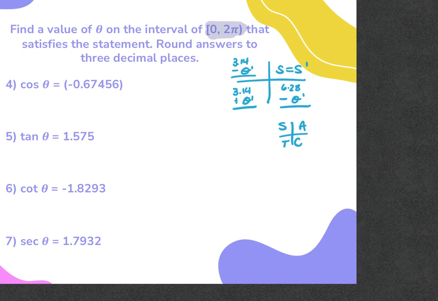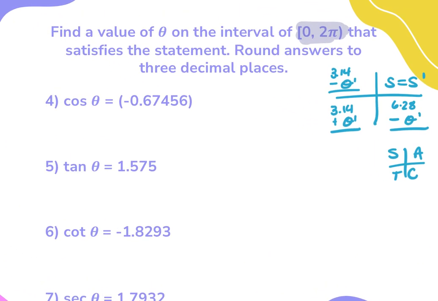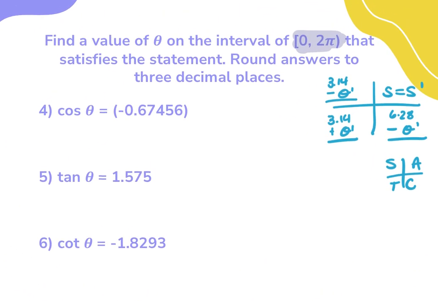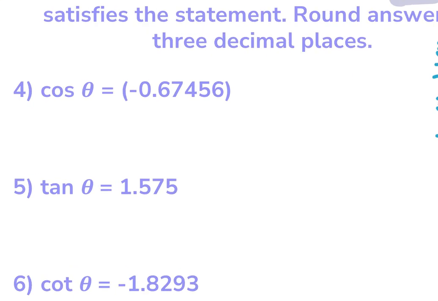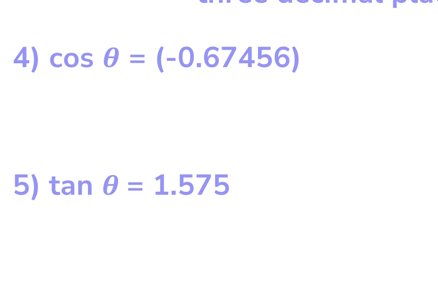All right, so now it says find the value of theta, again, or s, because those are interchangeable, that satisfies the statement, and round your answers to 3 decimal places. So this time I'm doing all the inverse ones. Cosine inverse, sine inverse, tangent inverse. And remember, none of those go in the denominator. So if it's a reciprocal function, I do that first, and then I put 1 over the value. What do I do for cosine theta equals negative 0.67456? Cosine inverse of positive. Good. Make it positive first.